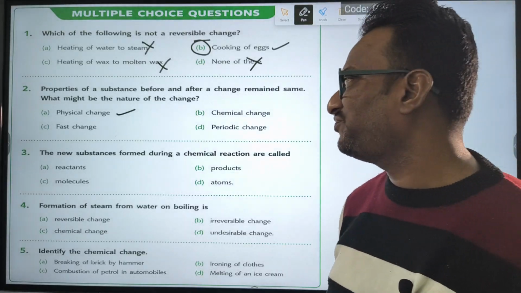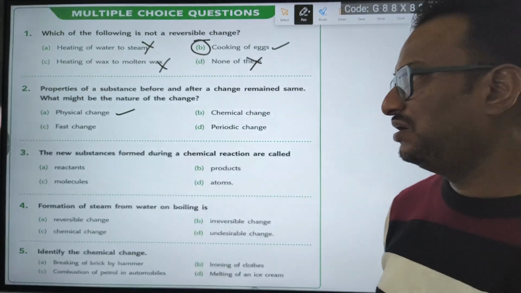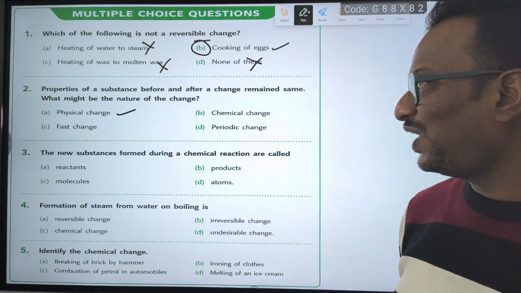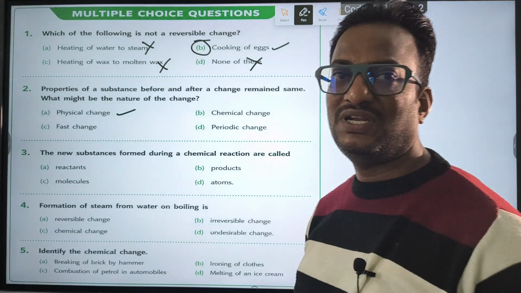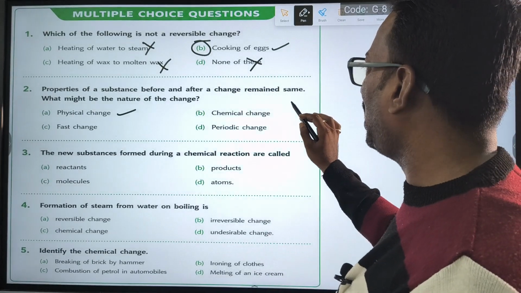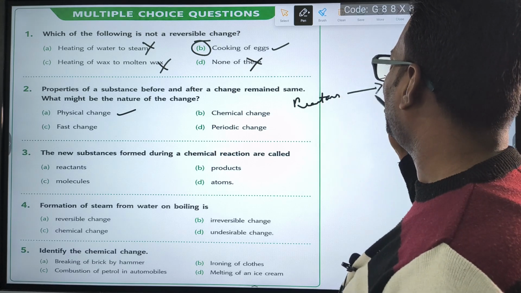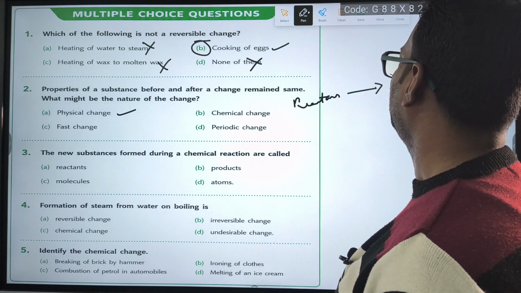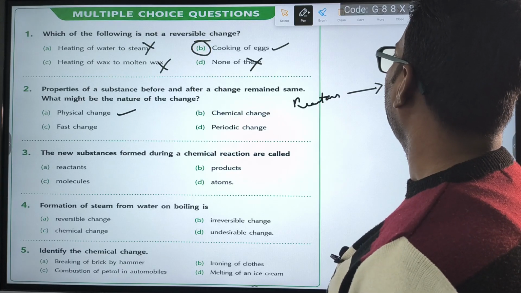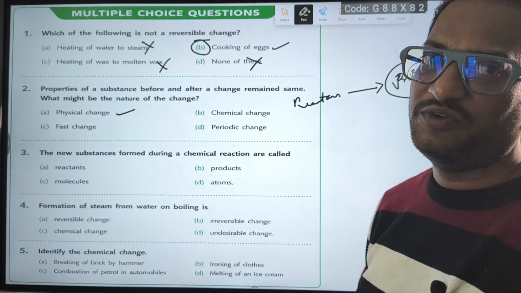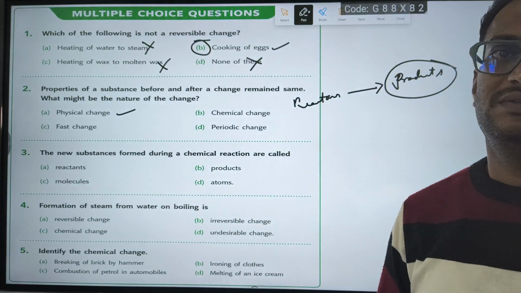The new substances formed during a chemical reaction are reactants, products, molecules, atoms. See children, two or more reactants combine together to form products. After chemical reaction, the new thing which is formed, we call it as product.